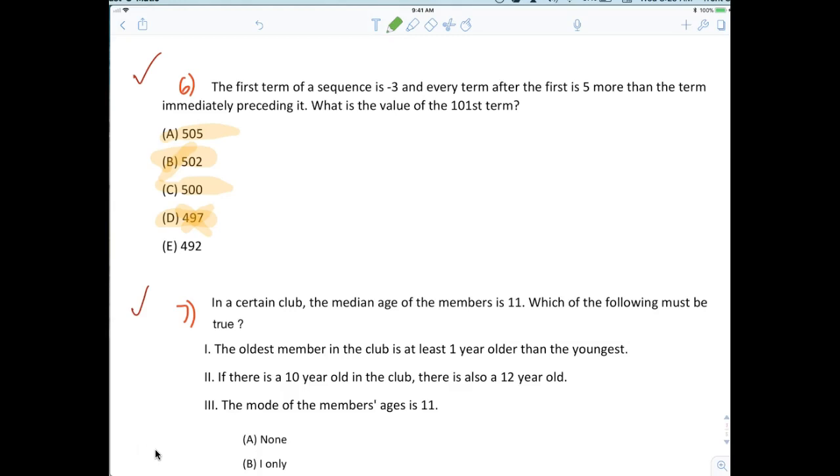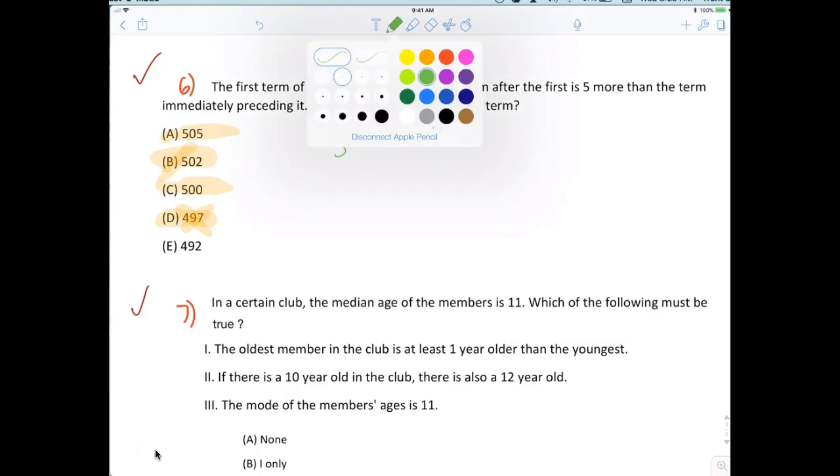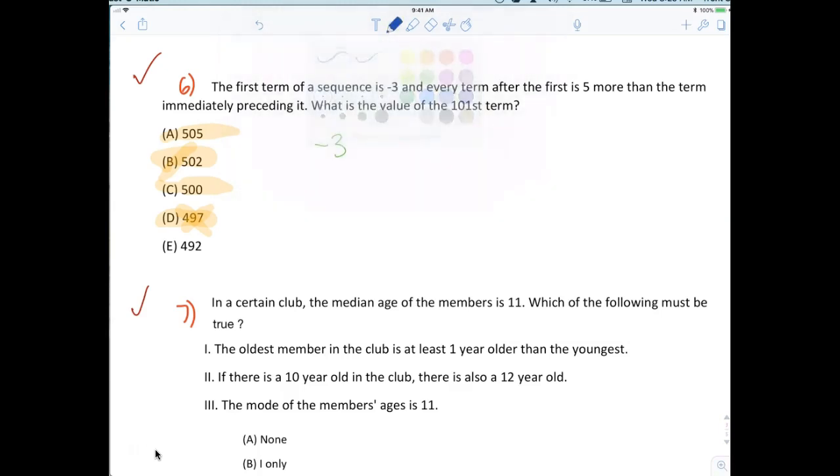So it says the first term is -3. So let's put down -3. Then the next term would be what? 2. And then the next term would be what? 7. And the next term would be 12. What we're doing is we're just adding 5 each time, correct?